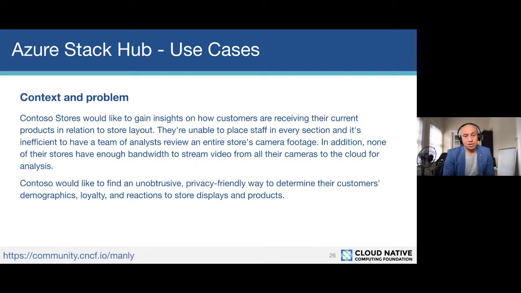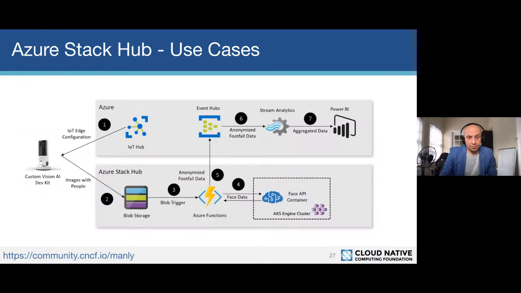So let's see the solution here. You can see they have the AI Dev Kit, and we have Azure at the top, and then Azure Stack Hub at the bottom. With Azure Stack Hub, the data will go into the blob storage. They will then have an Azure function that will process some of that data, and once they transform it, they can push it to the Event Hub when they have the internet, and then report on that in Power BI.